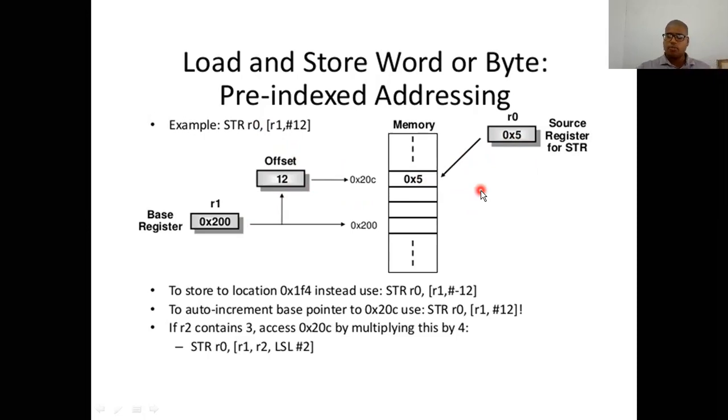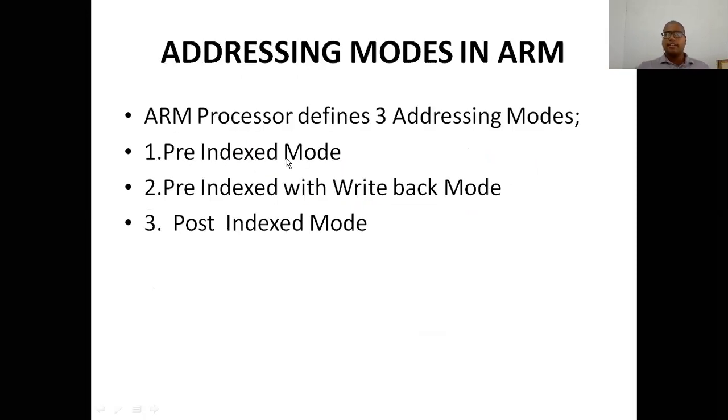Now I am moving to the next slide. Addressing modes in ARM. In ARM, we have 3 addressing modes. The ARM processor defines 3 addressing modes: pre-indexed addressing mode, pre-indexed write back mode, and post-indexed mode. Pre means before, post means after. In pre-indexed also, one is the simple pre-indexed mode, the other is pre-indexed with write back mode, and the third one is post-indexed mode. So we have these 3 addressing modes in our ARM.